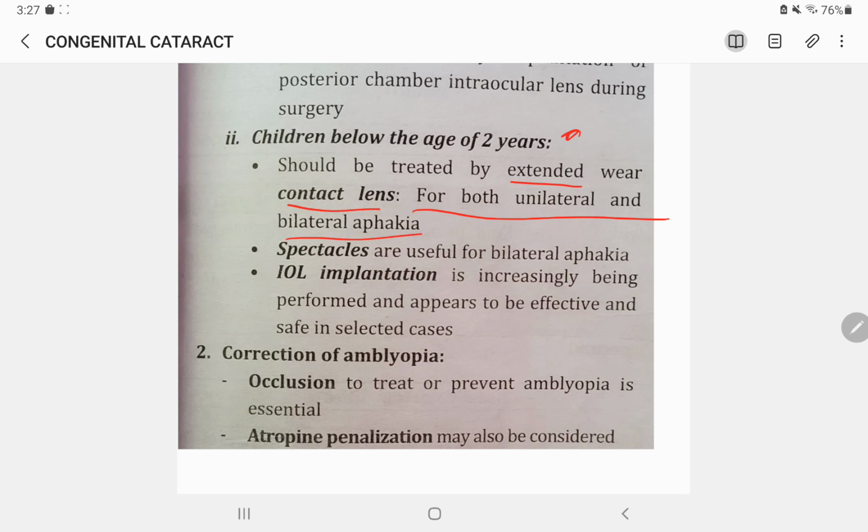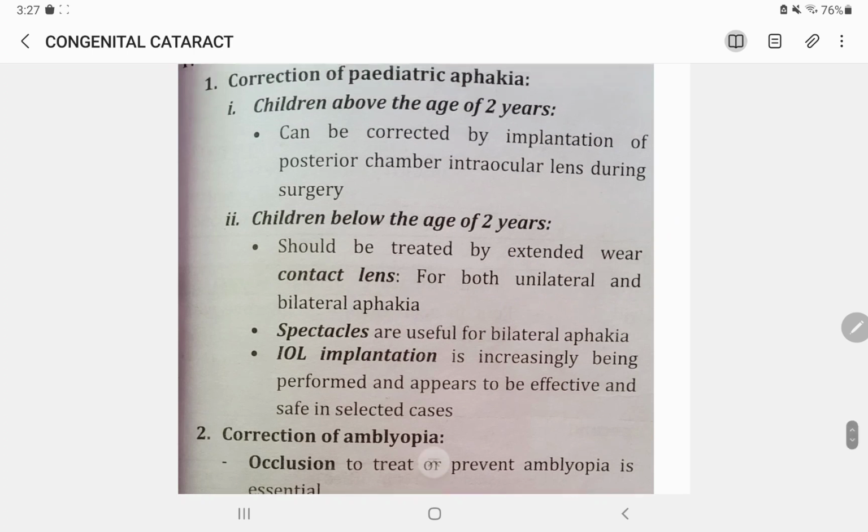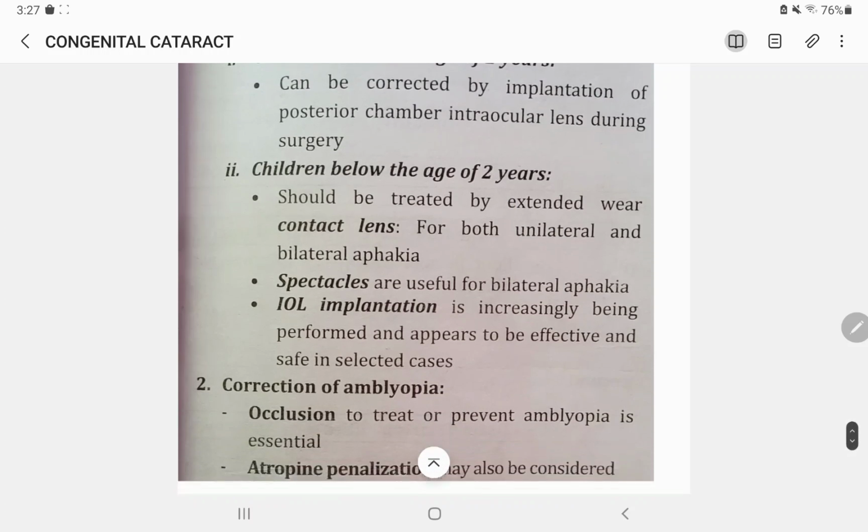So in children below the age of 2 years, we remove the cataract and then leave the eyeball like that only, and then we prescribe the children extended wear contact lenses. And when the child gains the 2 years of age, on his second birthday, after that we will schedule a surgery and then proceed with the implantation of the posterior chamber intraocular lens.